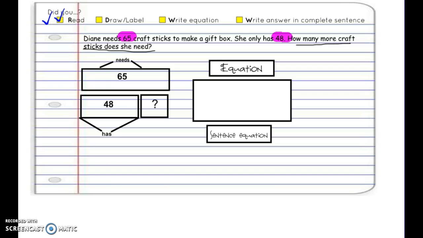Now I want to take a look, because I have drawn and labeled my thinking. I want to write it in an equation. So let's take a look at an equation for this problem. I'm thinking that for this equation, I know my part and I know the whole amount. I'm thinking of how I want to write my equation. I'd like for you to go ahead and write your equation. Now, pause the video, then press play when you're ready to check back in with me.